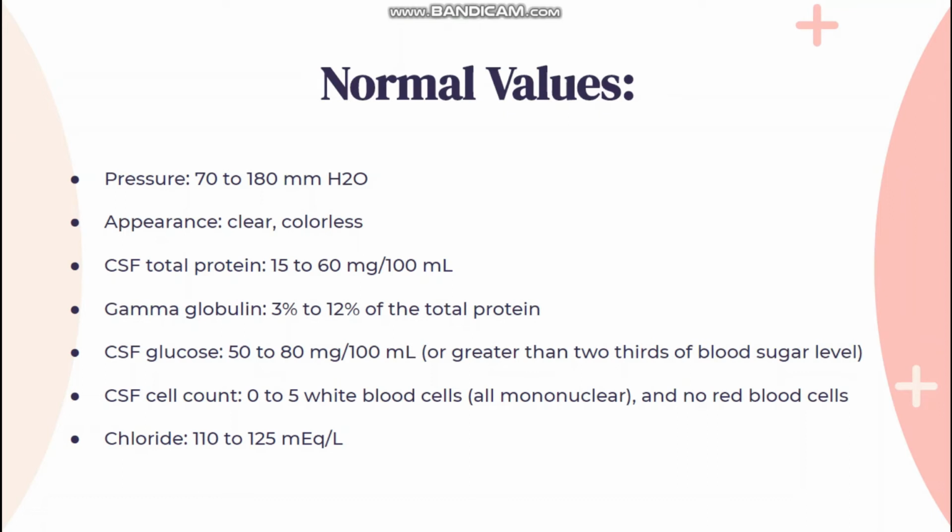The appearance is clear and colorless. CSF total protein is 15 to 60 mg per 100 ml. Gamma globulin is 3% to 12% of the total protein. CSF glucose is 50 to 80 mg per 100 ml or greater than 2/3 of blood sugar level. CSF cell count is 0 to 5 white blood cells, all mononuclear, and no red blood cells. And lastly, chloride is 110 to 125 milliequivalents per liter.